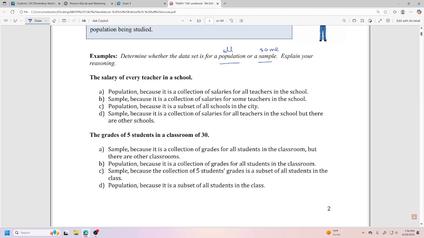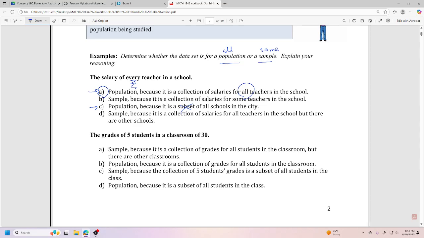Make sense? So: salary of every teacher in a school. Sample or population, which one? Population, right here. It says every, each, all. That's the key word there, so it's definitely population. It's going to be one of these two, so which makes the most sense, A or C? A, because it's saying all teachers, and that's the other keyword for population. See here it says subset. That's not a population, that's a sample. So we're just reading and seeing which ones make the most sense.